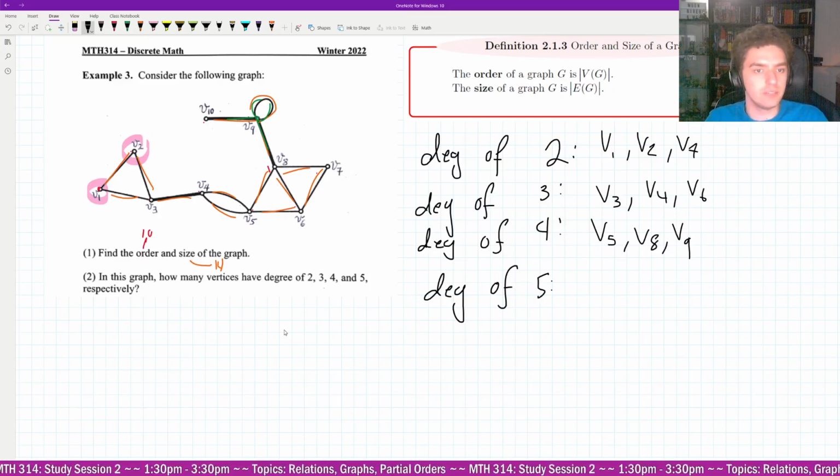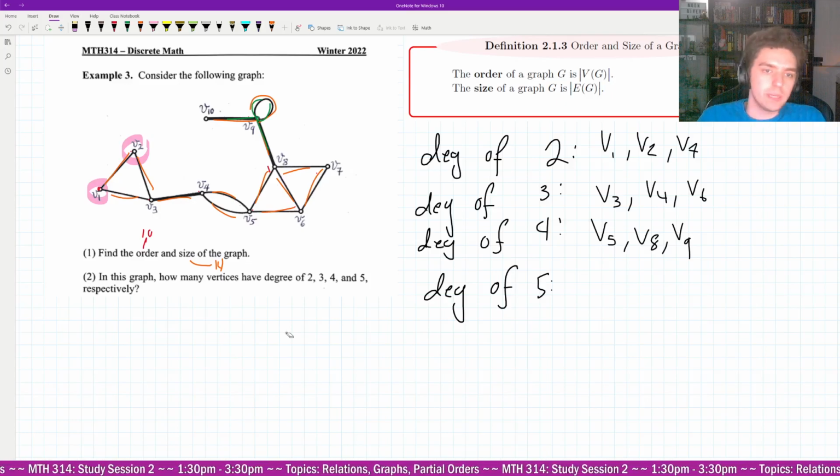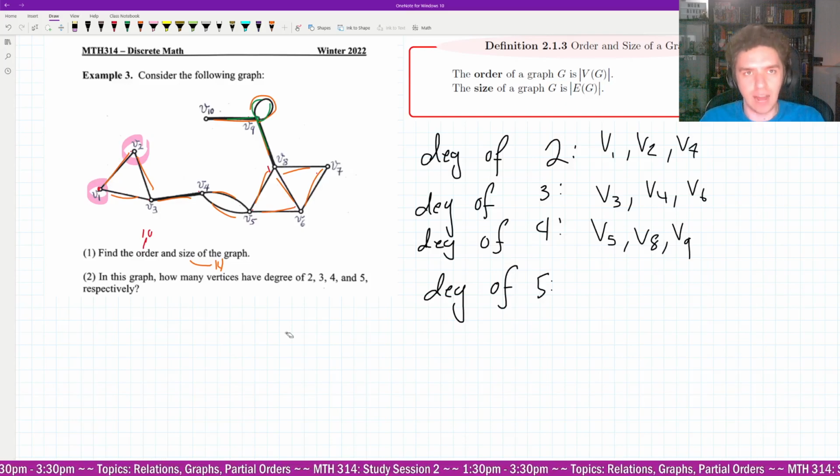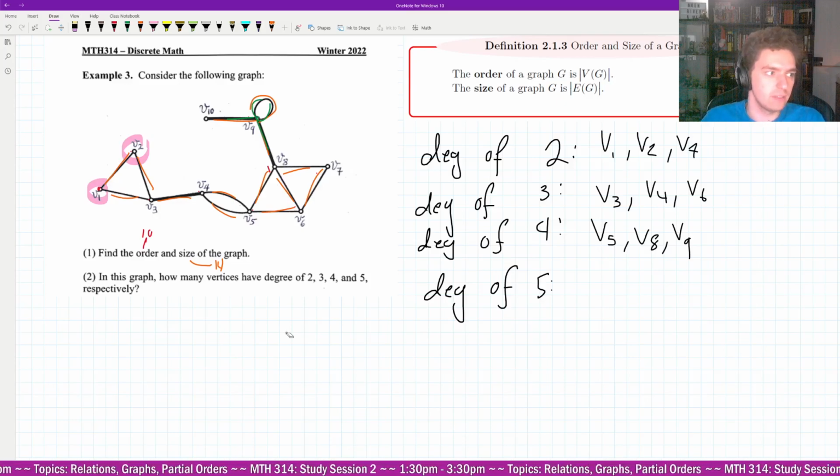And then V10 has a degree of 1. So they didn't ask for a degree of 1. So we have that. There we go. So there's none with a degree of 5. And that's all. Okay. Good. I just wanted to make sure that we go through that so people remember this, but that's everything. That's the whole thing. And remember, just a simple graph, the definition of a simple graph.